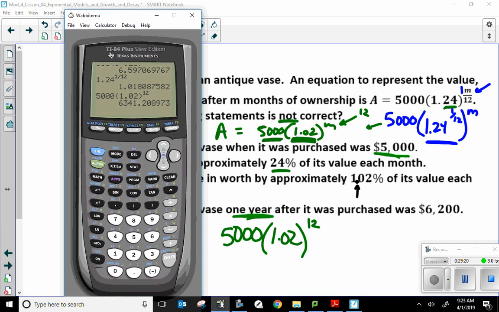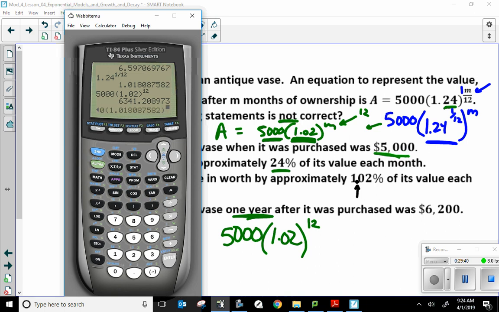The value of the vase 1 year after purchase was 6,200. You might say, Visca, that's wrong. But remember, we rounded that 1.02. What if we used 5,000, and this is the true base right here? So that's going to be a little bit less because we can't round up anymore. Raise that to the exponent of 12. Look at that. Definitely is $6,200.